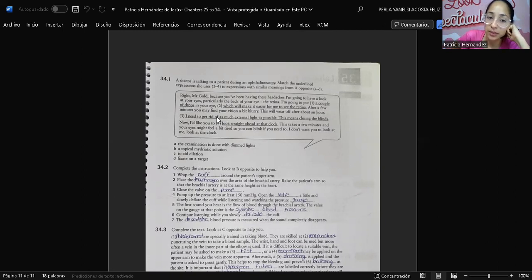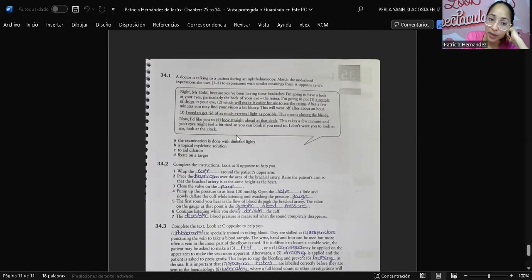Right, Mr. Gold, because you have been having these headaches, I'm going to have a look at your eyes, particularly the back of your eye, the retina. I'm going to put a couple of drops in your eye, which will make it easier for me to see the retina. After a few minutes, you may find your vision a bit blurry. This will wear off after about an hour.